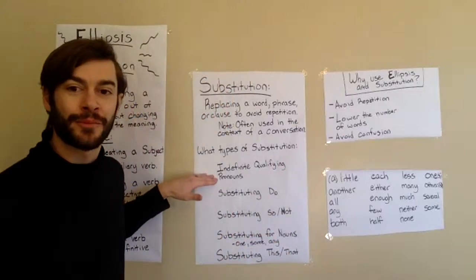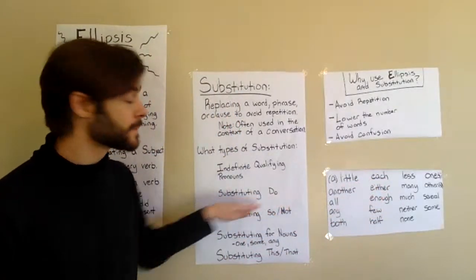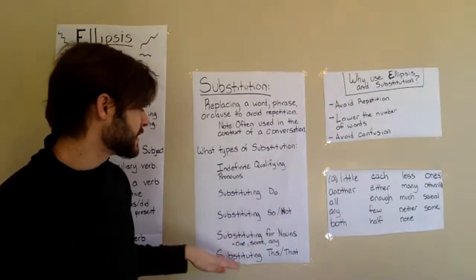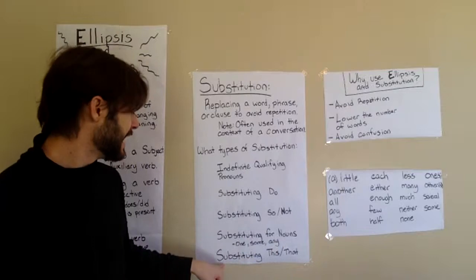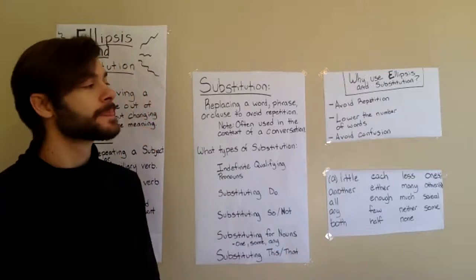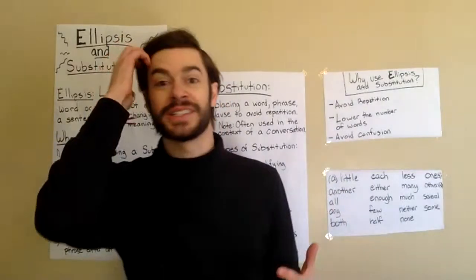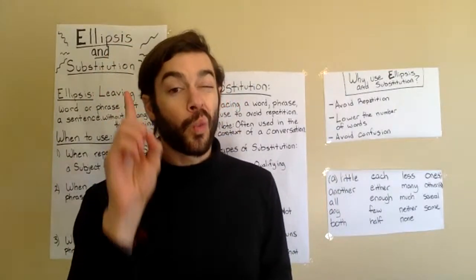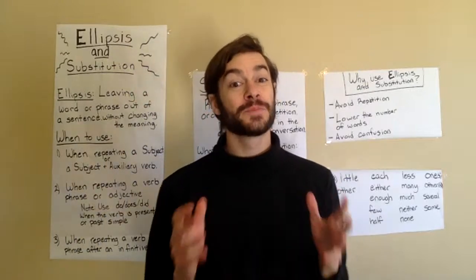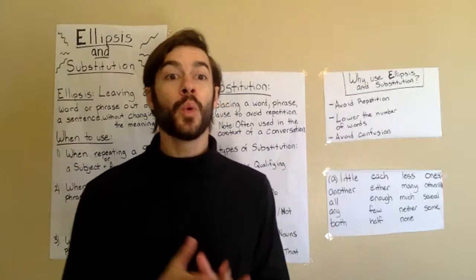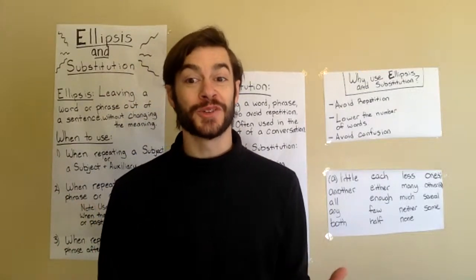Our definite qualifying pronouns. A good example over here. We have substituting do, substituting so or not, substituting for our nouns, right? Using one, some, any, and we're substituting this and that. So what you have seen here in a lot of these examples is there is not just one way to do substitution or ellipsis, okay? Especially substitution, right? We can put in more than one word. There's multiple ways we can do this.